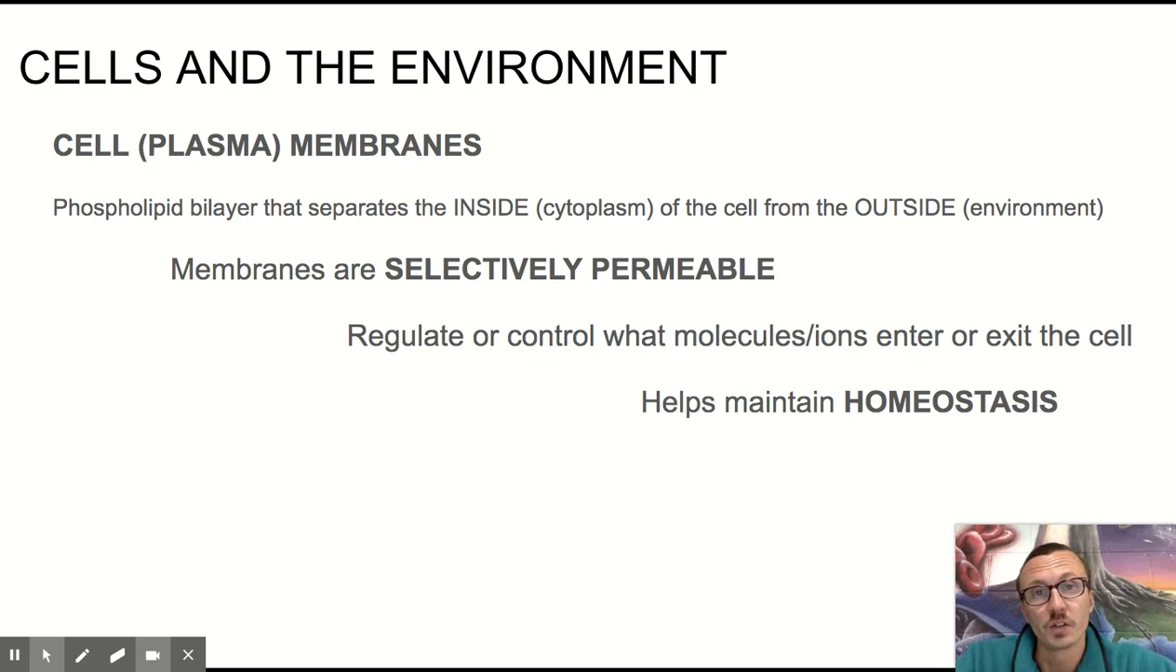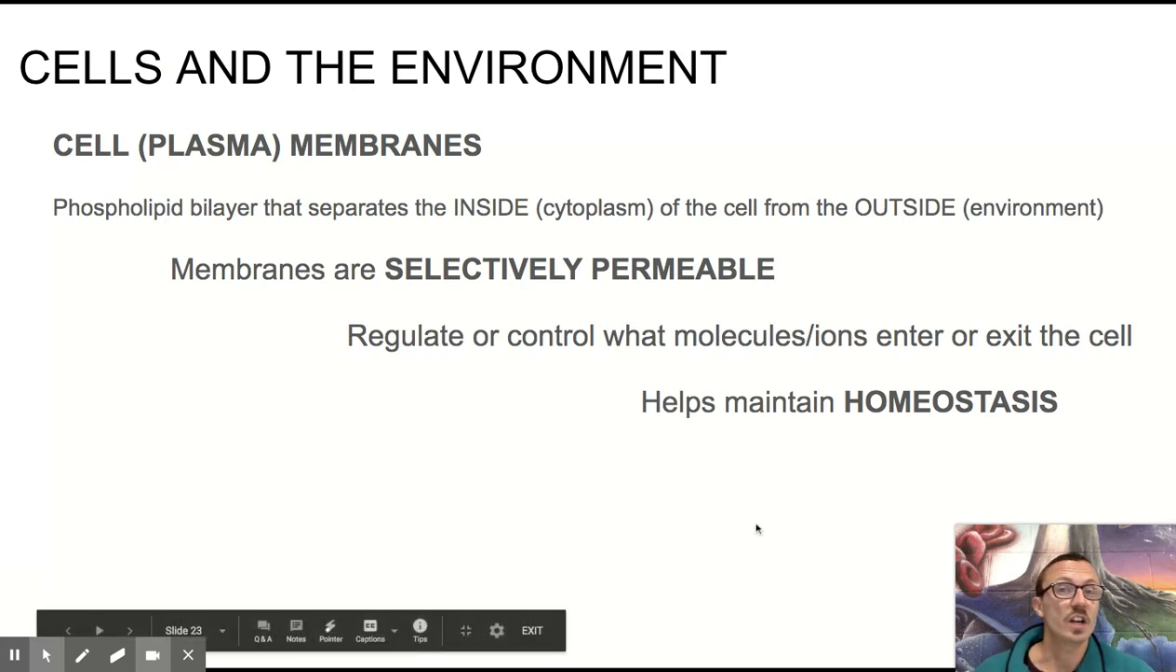In this video, we're going to talk about the ways in which cells can interact with their environment. Now, if you remember from previous videos, we've talked a lot about cells and how they are all enveloped in what is known as a cell membrane. The cell membrane, which can sometimes be referred to as the plasma membrane, is a layer of phospholipids that separates the inside from the outside of the cell.